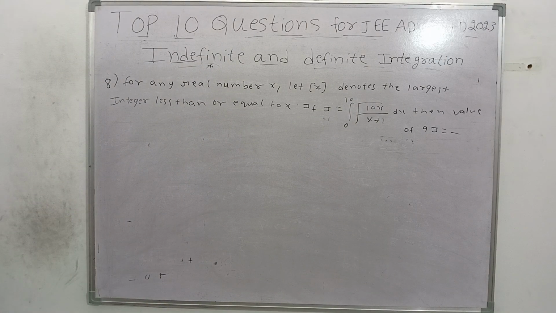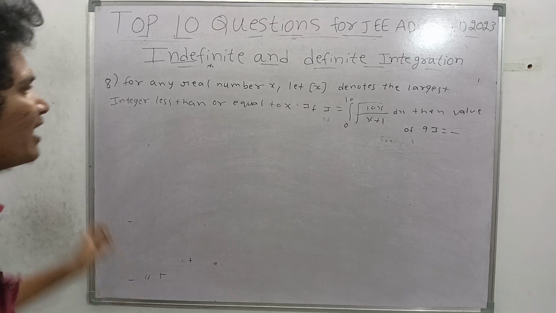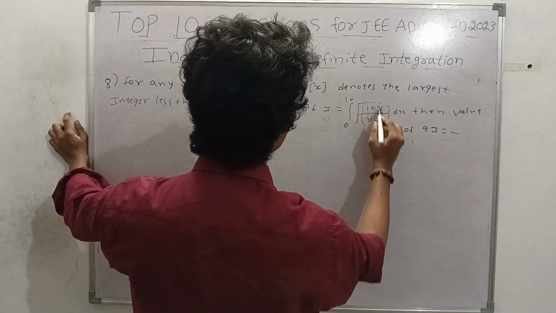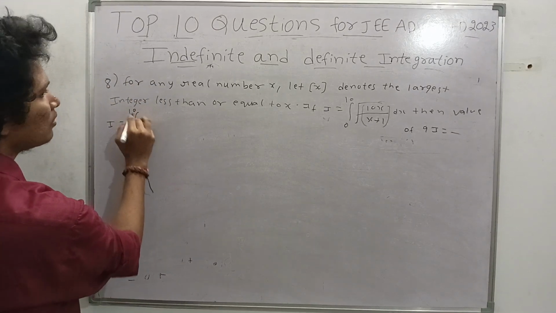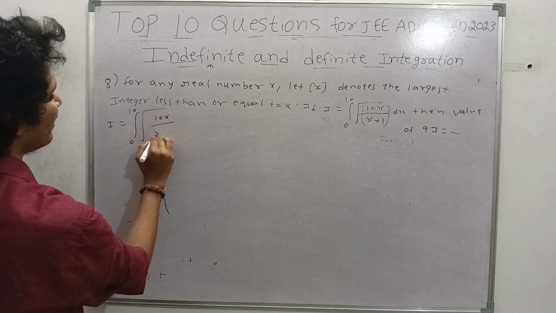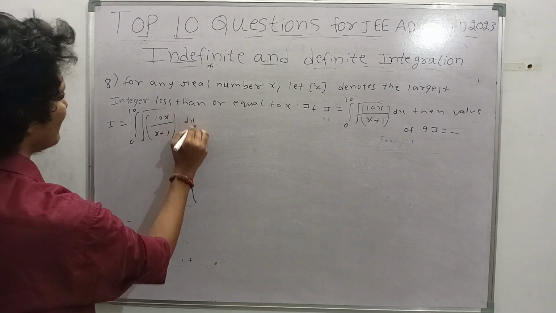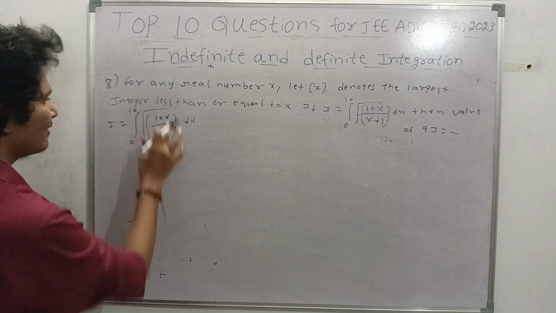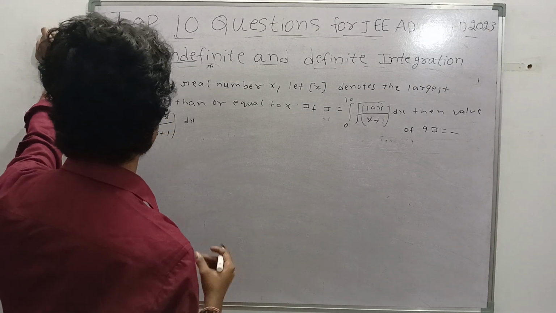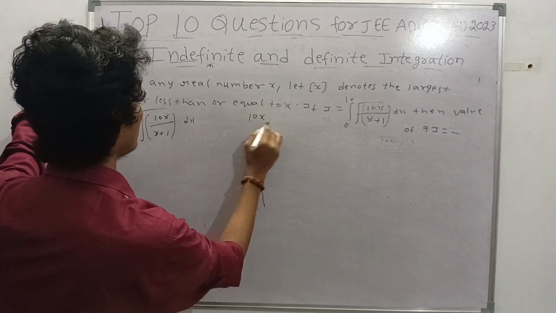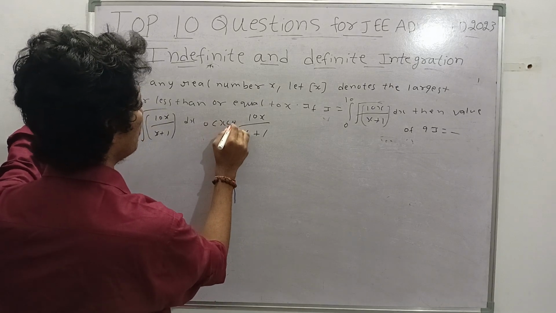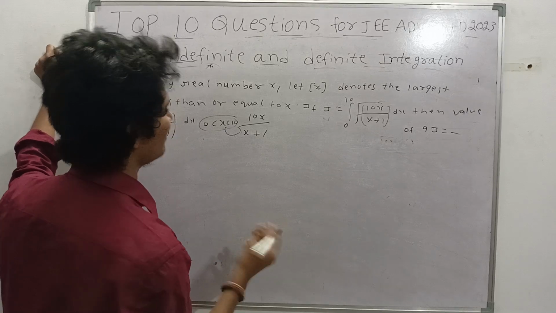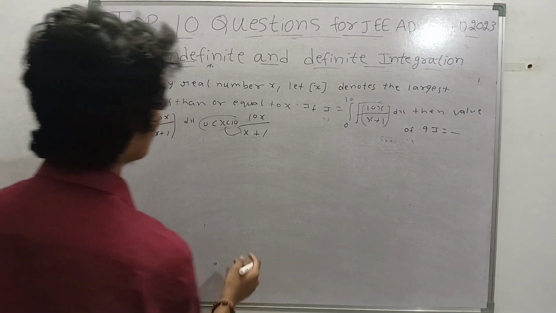Wait, I will check question. Here it will be greatest integer, I think. Yes. Now we have to evaluate. How we can do this thing? I equal to 0 to 10 root of 10x divided by x plus 1 dx. Now we have to check whether this 10x divided by x plus 1 is an integer or not. When it will be an integer? Between x, 0 to 10, how many times it is becoming an integer? That is the main important point we have to grab.